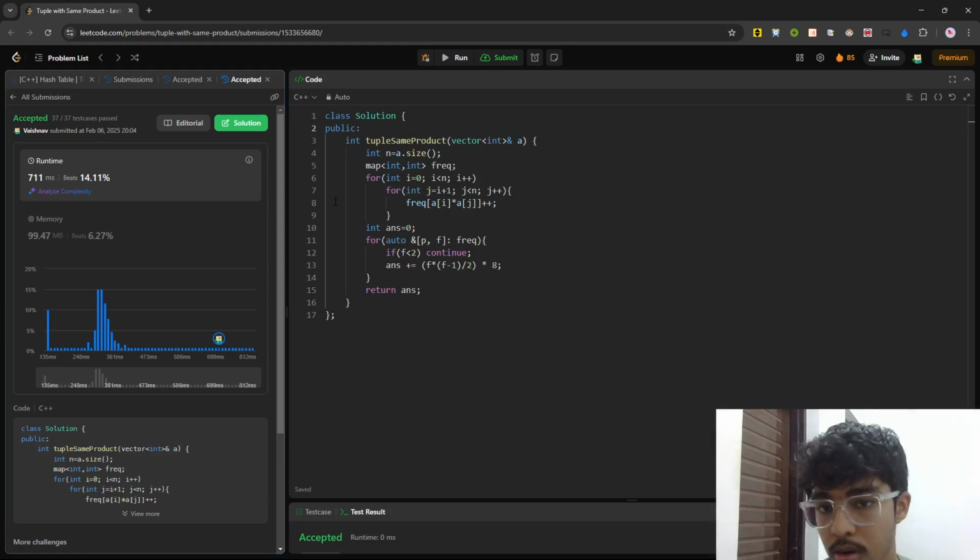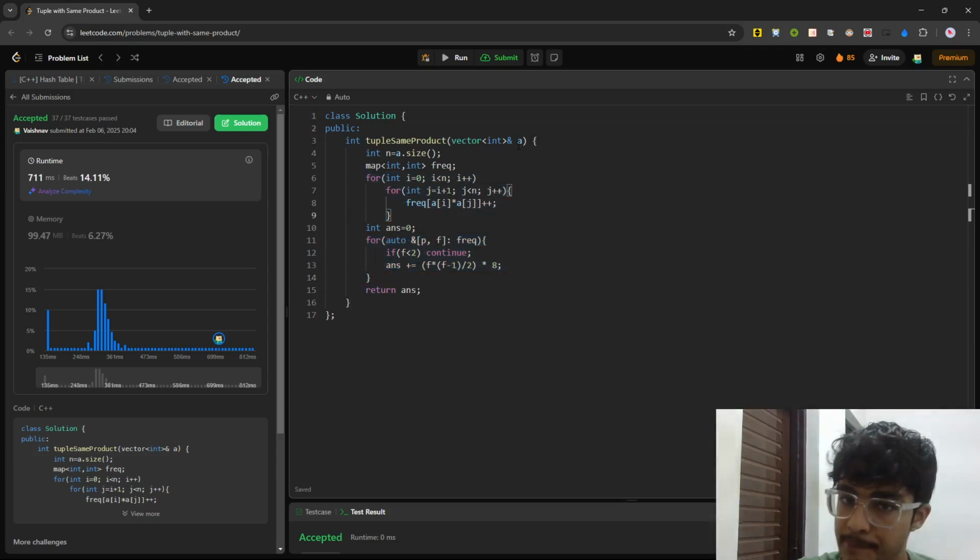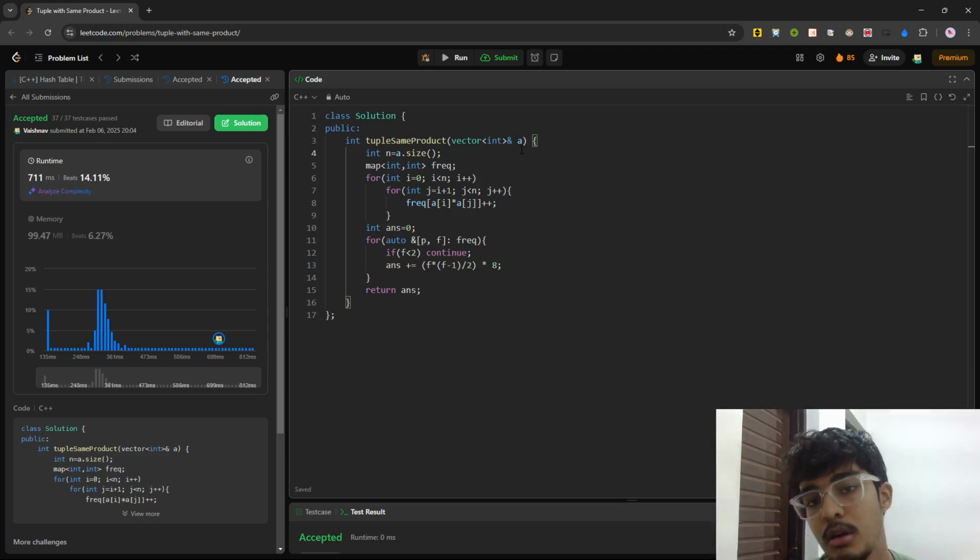Now to discuss time complexity, the time complexity is simply big O of n square. This part is linear, this part is quadratic, so the time complexity is big O of n square, and the space complexity is linear, which is this.